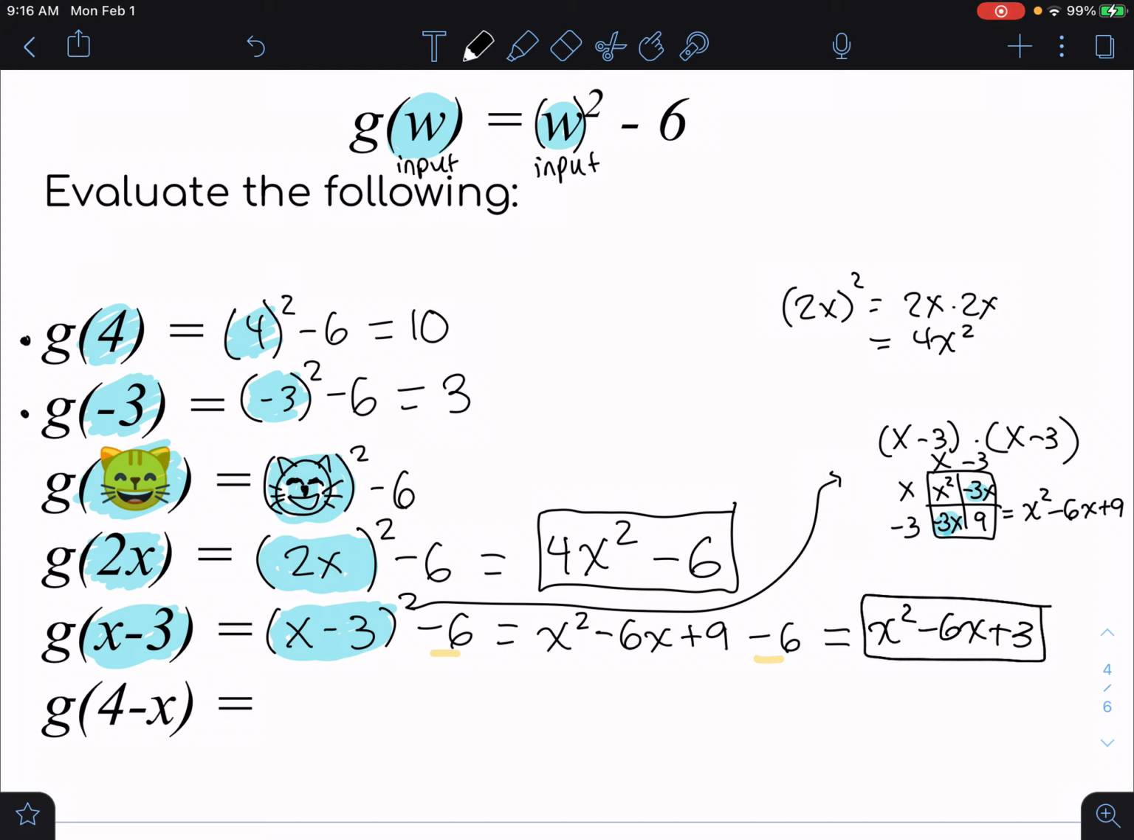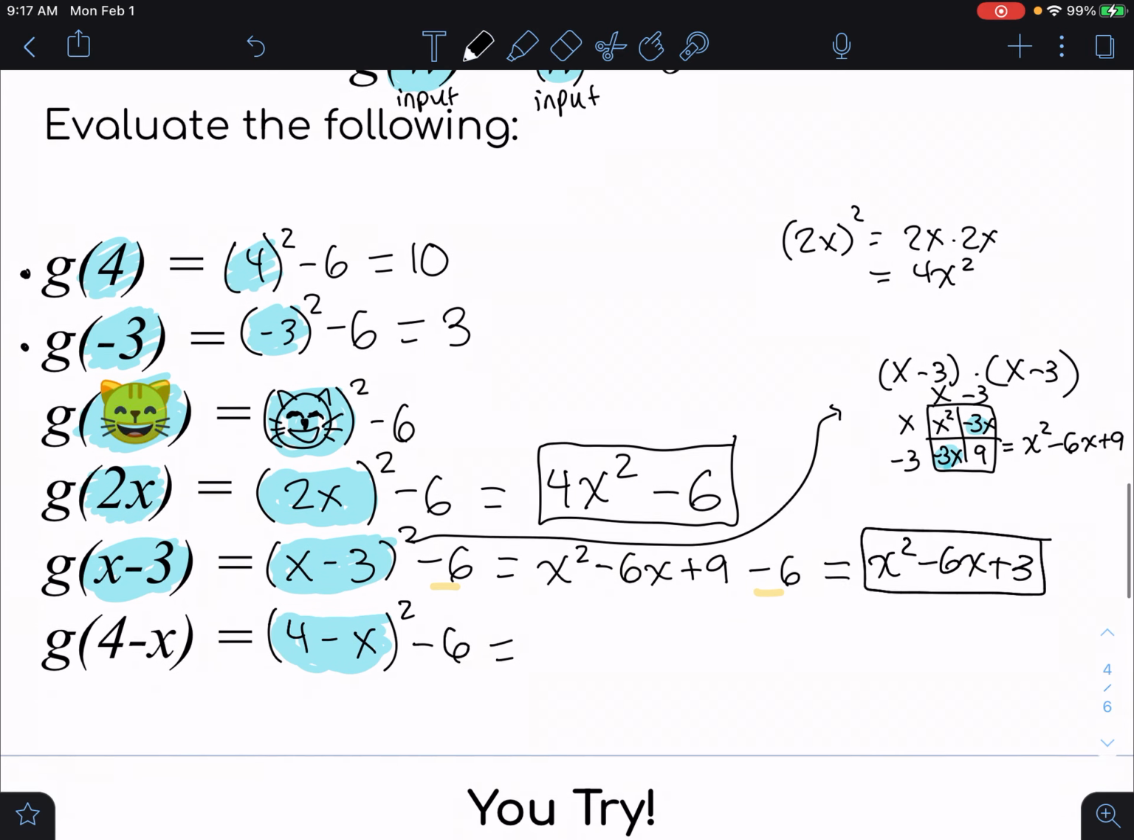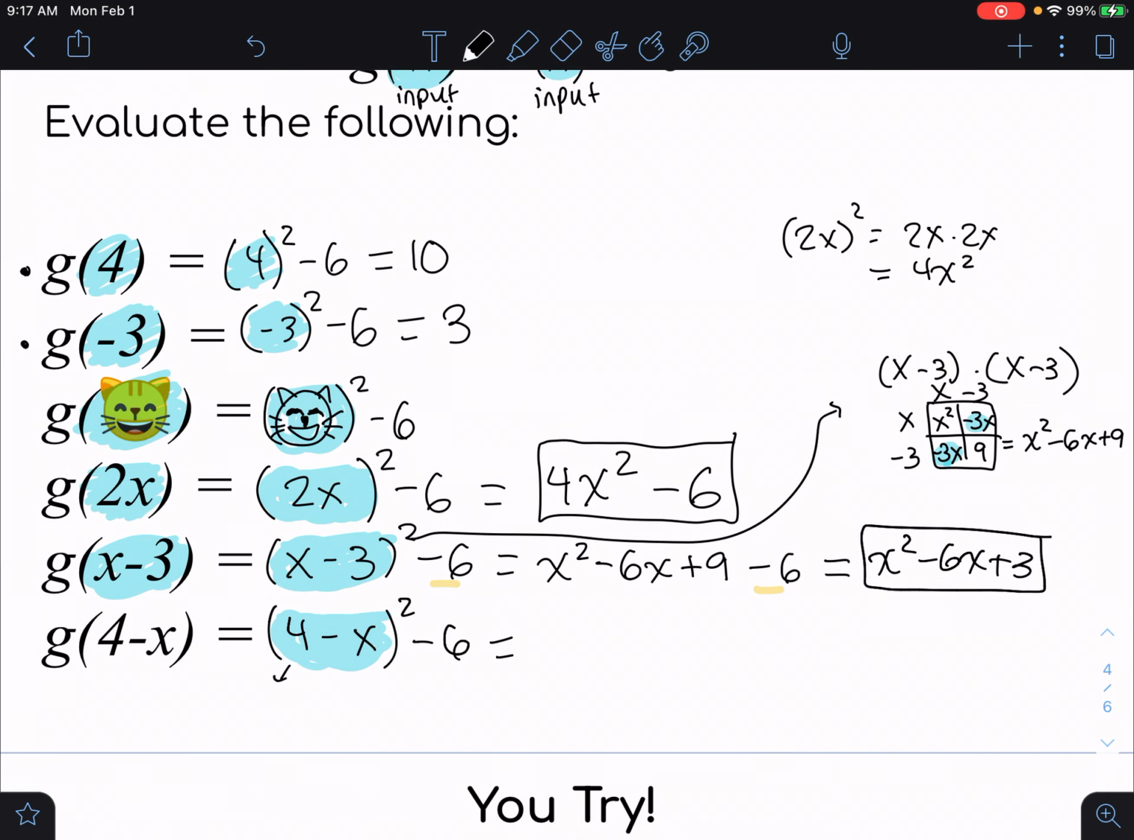Okay, I'm going to let you guys try 4 minus x. All right, go for it. Okay. So hopefully we set this up pretty well. Okay. I'm going to do my 4 minus x times 4 minus x. Right? Do an area model or double distribute. I'm not going to tell you one way or the other. It's whatever your preference is.